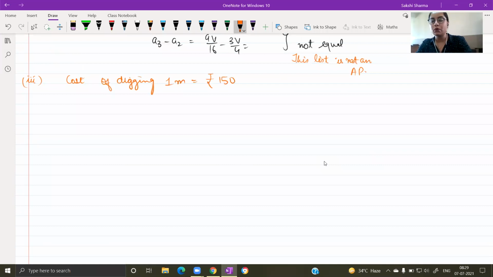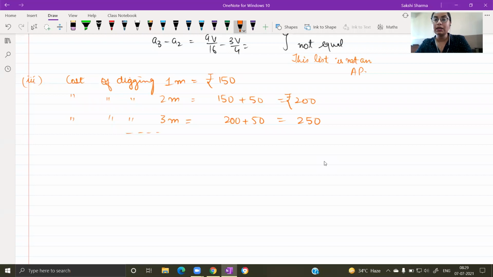This is the initial cost for 1 meter. Then the cost of digging 2 meters in the ground will be 150 plus 50, which is 200 rupees. Then the cost of digging 3 meters in the ground will be 200 plus 50, which will be 250 rupees.